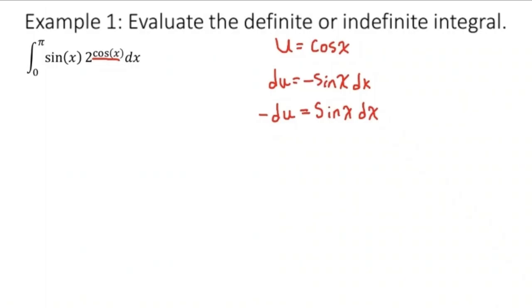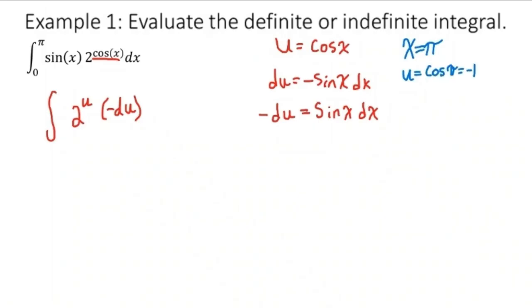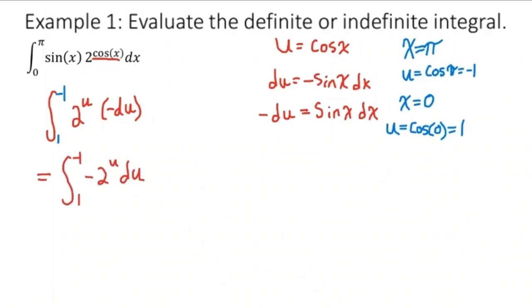Before we change our bounds, let's check to make sure our integrand can be written in terms of u. The 2 to the cosine x becomes 2 to the u. The sine x times dx becomes negative du. Now we can change our bounds. Our upper bound for x was pi, which means our new upper bound for u will be cosine of pi, which is -1. As for the lower bound, for the x's, that was x equals 0, which means for u, that'll be cosine of 0, which is +1. So we have the integral from 1 to -1 of 2 to the u times negative du, which is the integral from 1 to -1 of -2 to the u du.